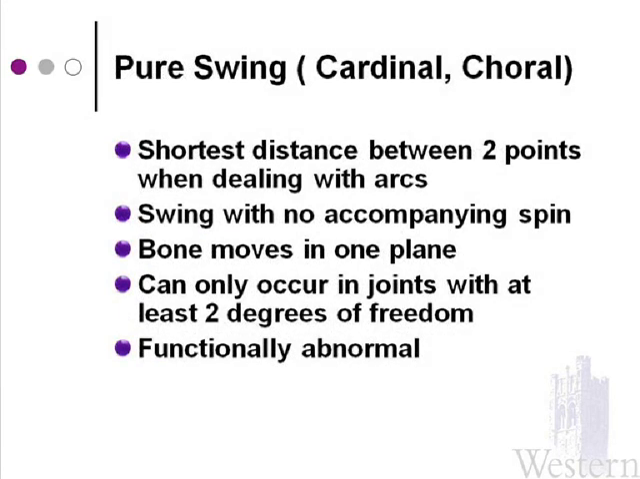A pure or cardinal swing is one that occurs without any accompanying spin. In other words, the bone is able to move in only one plane of motion. A pure swing requires the joint to have at least 2 degrees of freedom, and while not uncommon in the body, pure swing is functionally abnormal in that normal voluntary movements rarely occur in just one plane unless we are intentionally trying to do so, say for example during a demonstration of pure swing in a biomechanics lecture.